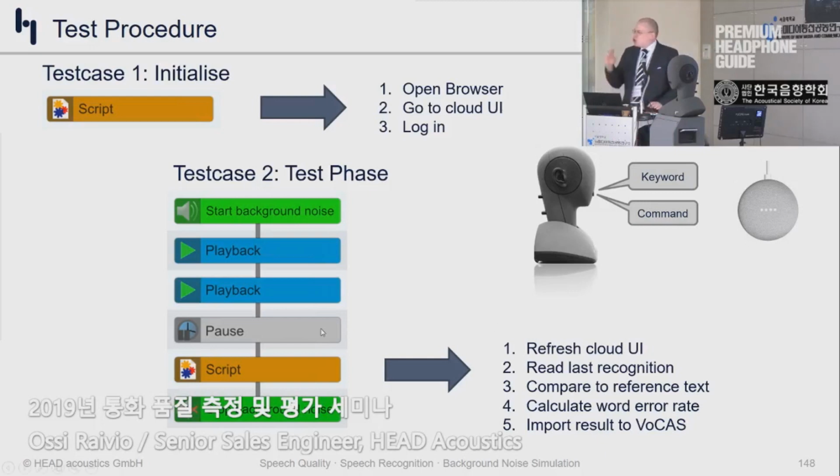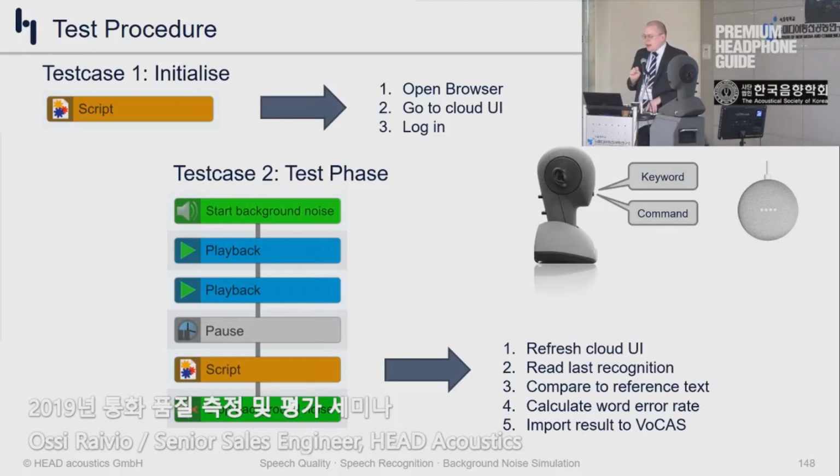Then we will have a short pause because the Google Home has to upload the stuff to the network, and we need to read the result from the network to the laptop. The Google Home and my laptop are now connected over Wi-Fi to a mobile hotspot coming from my colleague.